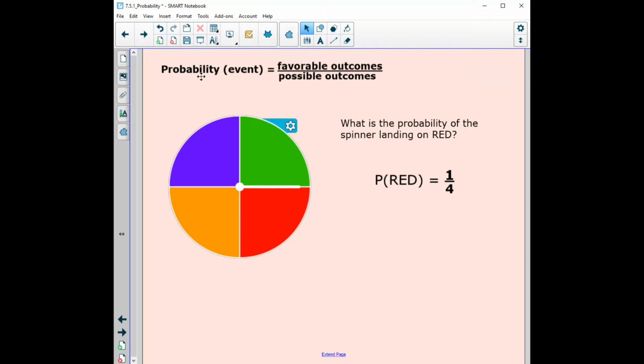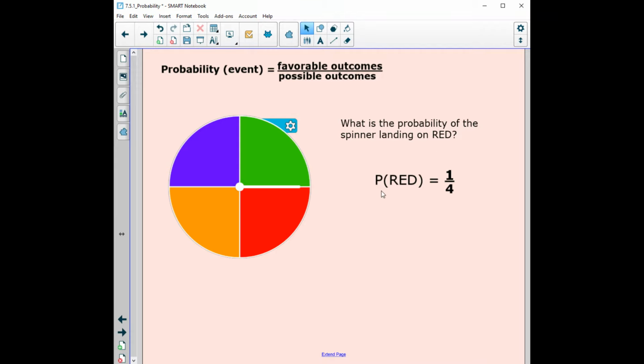Okay, so probability, and in brackets, your event. Whatever you are looking for the probability of will be in brackets next to P, or probability. So probability of the event equals the number of favorable outcomes over the number of possible outcomes. And thinking back, favorable outcomes is what you want to get, and possible outcomes is the total that you can get.